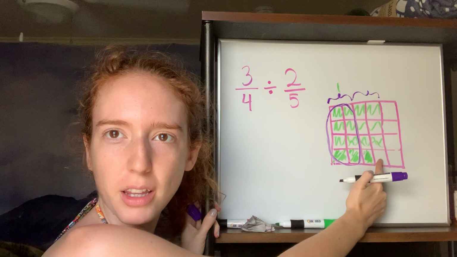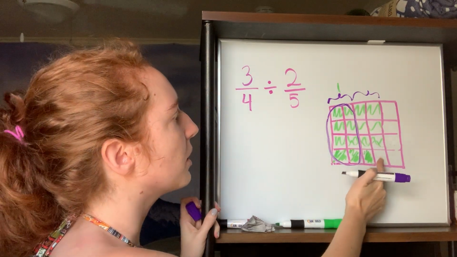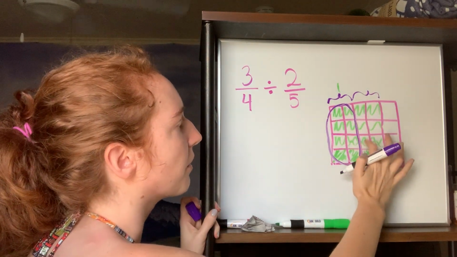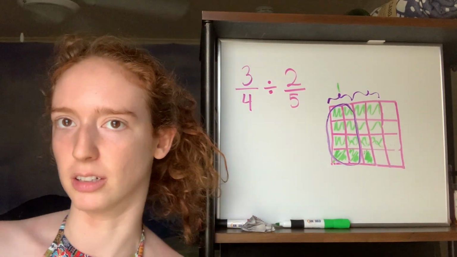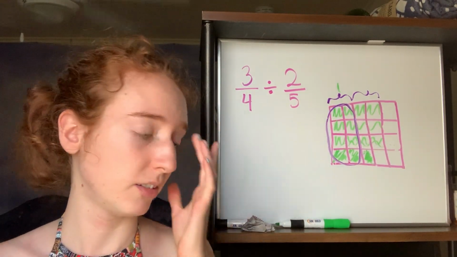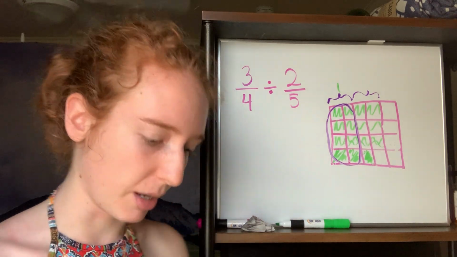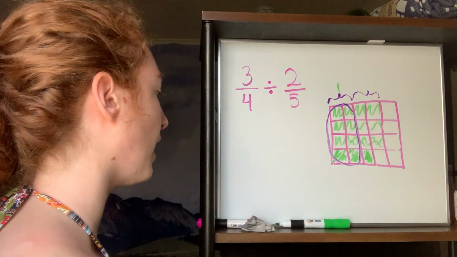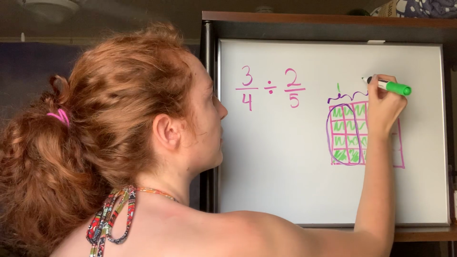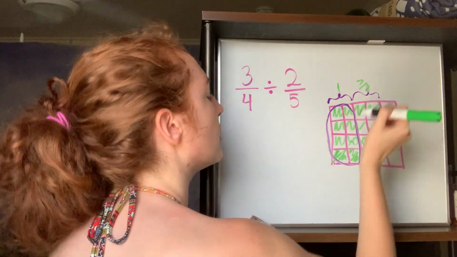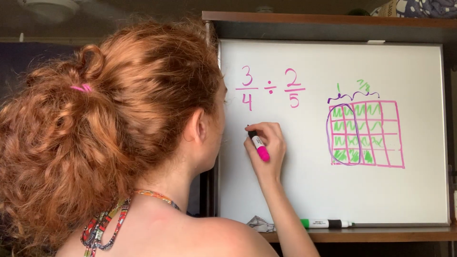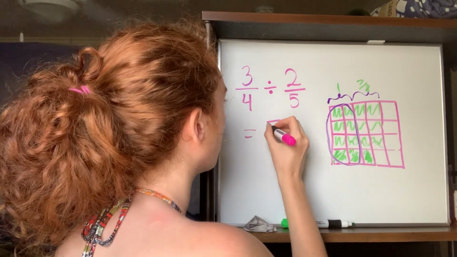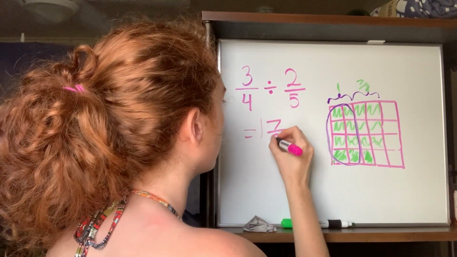So how much of the way there was I? Well, I would have needed 1, 2, 3, 4, 5, 6, 7, 8 of them. I would have needed 8 boxes to be filled. How many did I fill? So out of the 8 I would have needed to make another group of 2/5, I had 7. So I had 7 of the 8 I would have needed. So that means that this answer is 1 7/8.